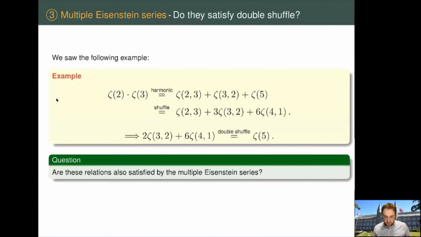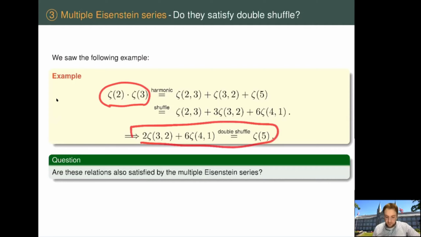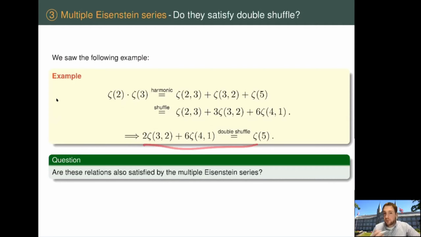Okay. And now let's go back again to the beginning. We had this example of the relation among multiple zeta values, and we saw that we get this double shuffle relation. And these multiple zeta values are constant terms of these multiple Eisenstein series. So we could ask the same question: if I multiply two multiple Eisenstein series, do I get the same relation? Because the relation is satisfied by the constant term.